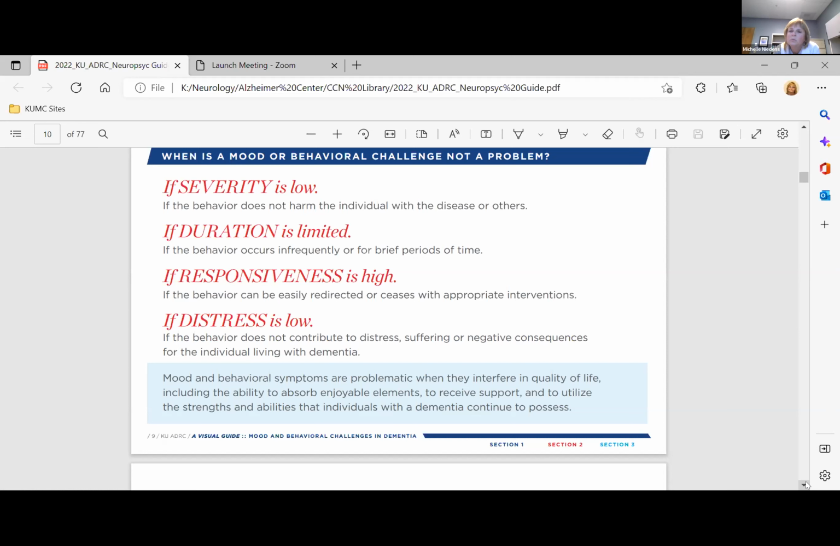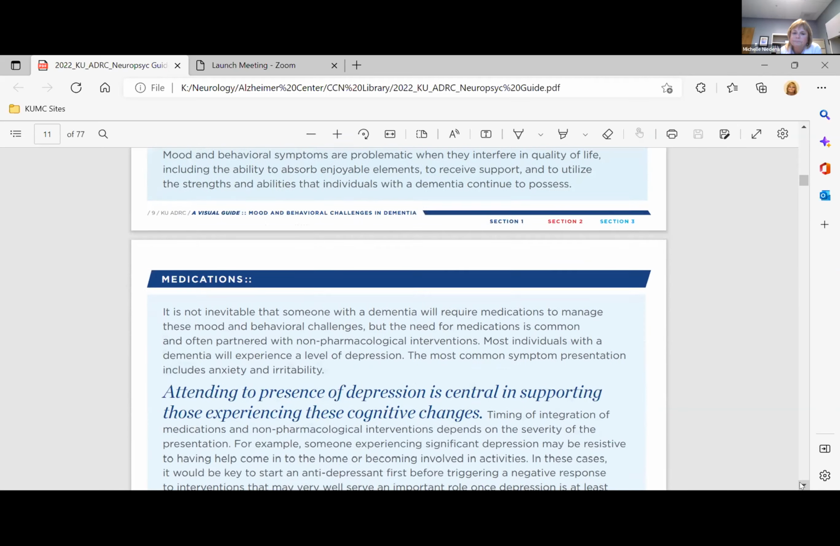It's about when responsiveness is low. And then, as I said, distress in general. If we see severity low, duration's limited, responsiveness is high, distress factor is low, we would not consider it problematic. And in fact, we would likely affirm the support team around them that they're managing successfully.